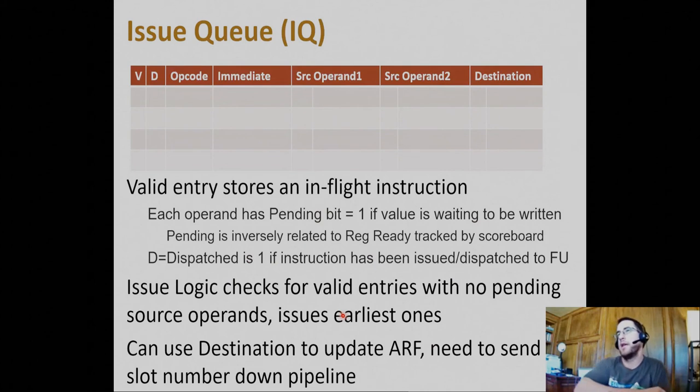So here's an example of the issue queue. We've got a valid bit. We've got a dispatch bit, so D is for dispatched here. We've got the opcode of the instruction, the immediate of the instruction, the two register source operands, and the destination register operand or memory operand. It could be either one. So the issue queue is essentially the instruction broken down into its decoded components along with a couple of metadata bits.